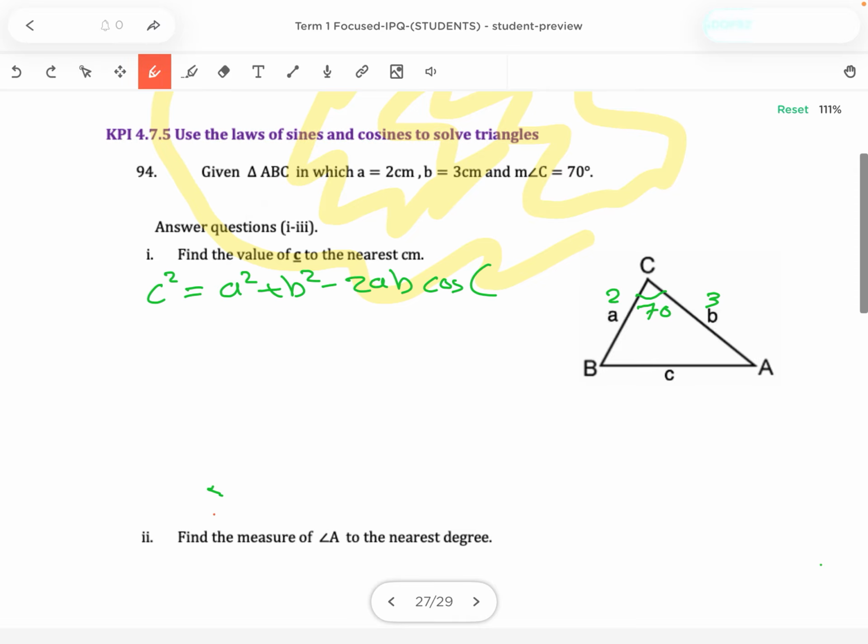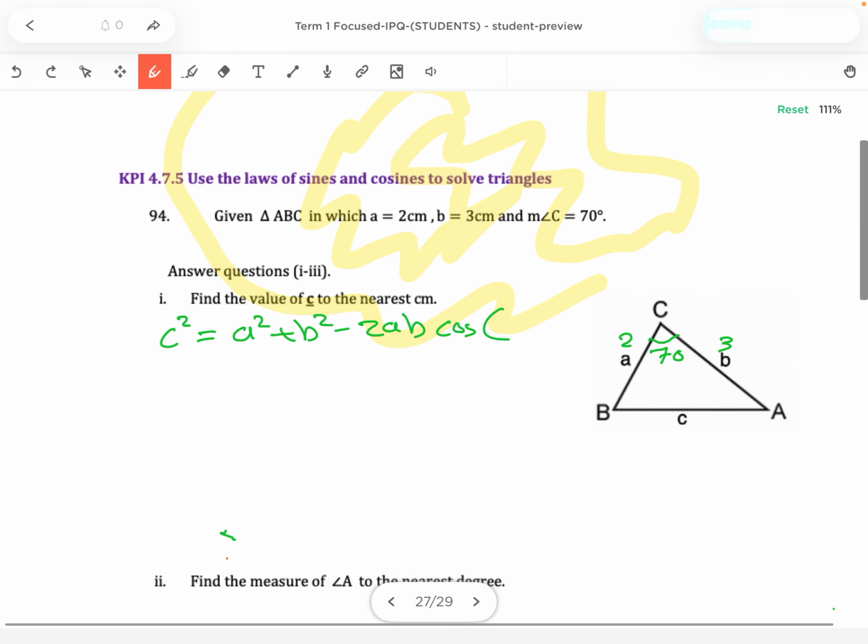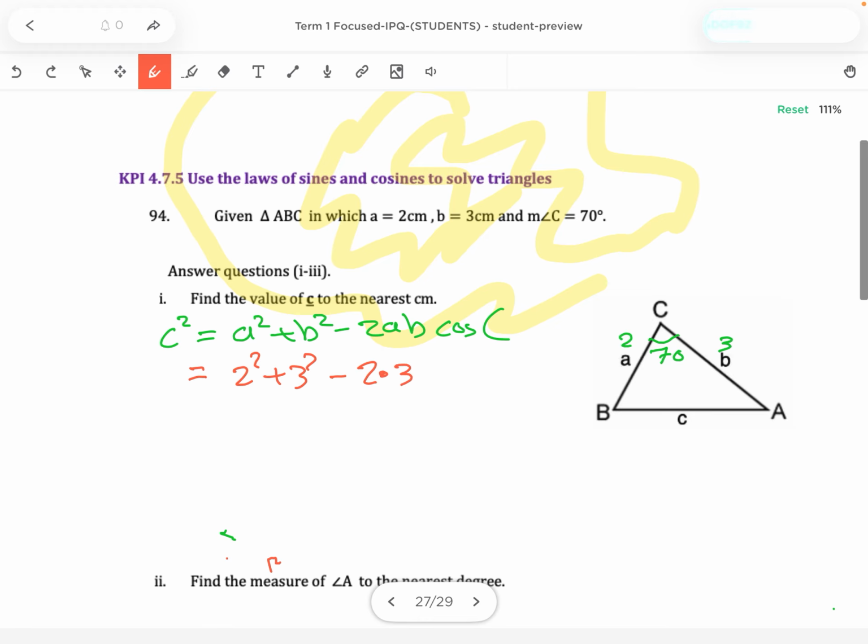Cosine capital C. Let us replace. C squared equals 2 squared plus 3 squared minus 2 times 2 times 3 cosine 70. This is C squared, and I will take the square root. So square root of 2 squared plus 3 squared minus 2 times 2 times 3 cosine 70. So it will be 2.98. When we round it, it will be 3.